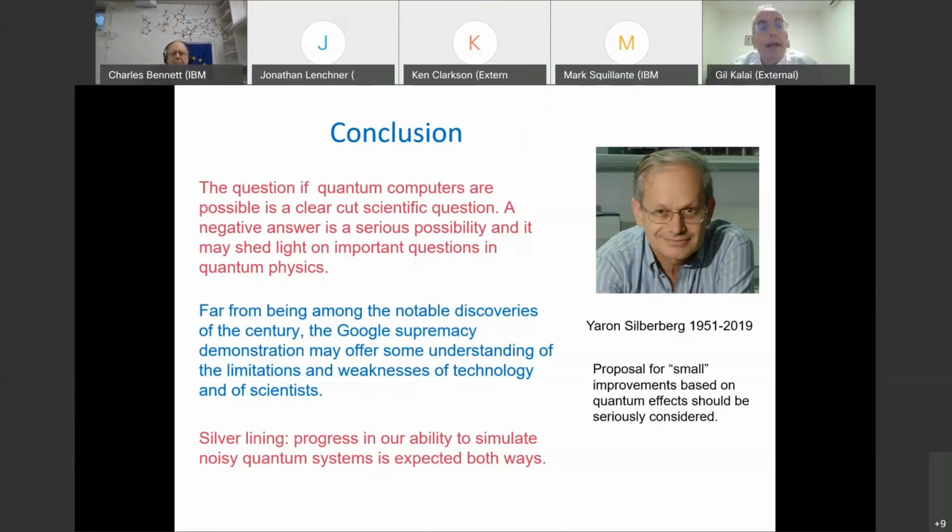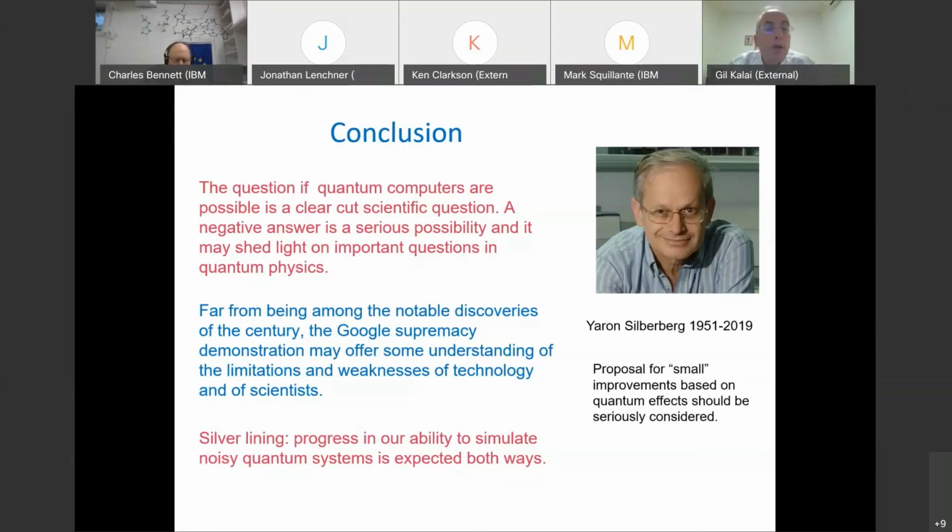I should say that I regard a negative answer as a serious possibility, but even without it, proposals for small improvements based on quantum effects should be seriously considered. Though we have exponential hopes, there are very interesting proposals to use quantum effects for various things. And I heard a fascinating talk from the late Israeli physicist Yaron Zilberberg. I think he used quantum effects in certain improvements related to MRI or electron microscopy. So we should not look down on small improvements using a quantum effect.